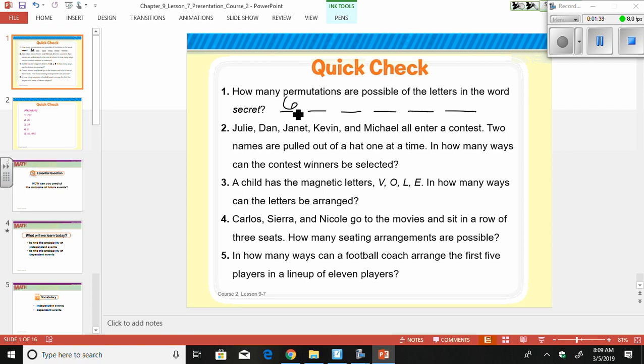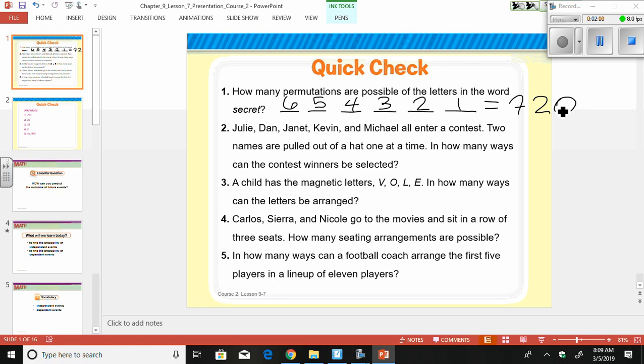Well, now we've used 1. So how many are left to choose from? 5. And now we've taken out 2, so that leaves 4. We've taken out 3. And then when we multiply this, we get 720 different ways of arranging the word secret.